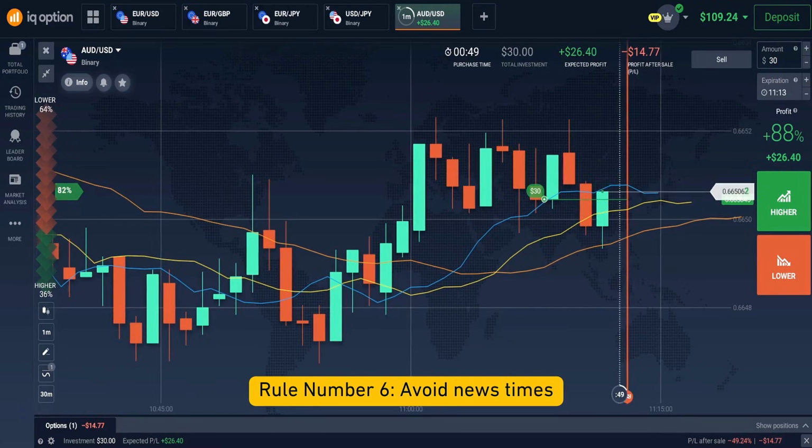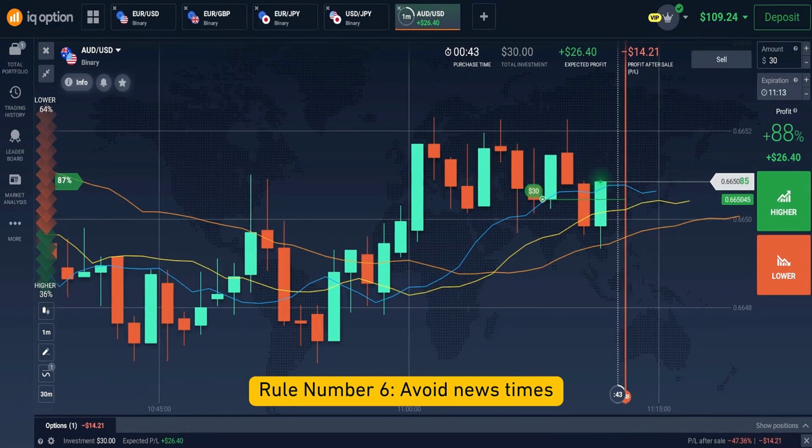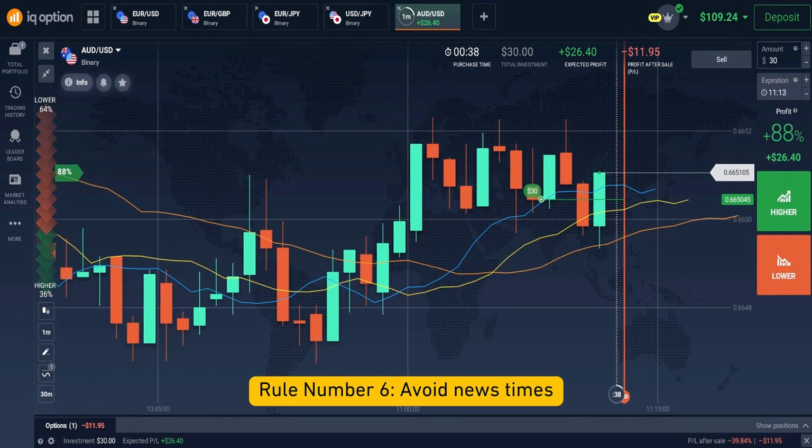Rule number 6. Avoid news times. Never, and I mean never, trade during major news releases. Economic news can cause wild, unpredictable price swings that completely ignore technical indicators.